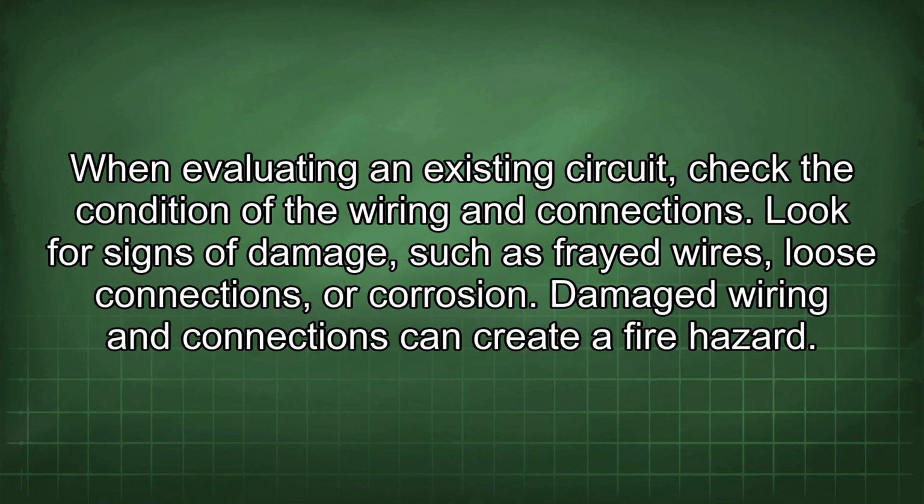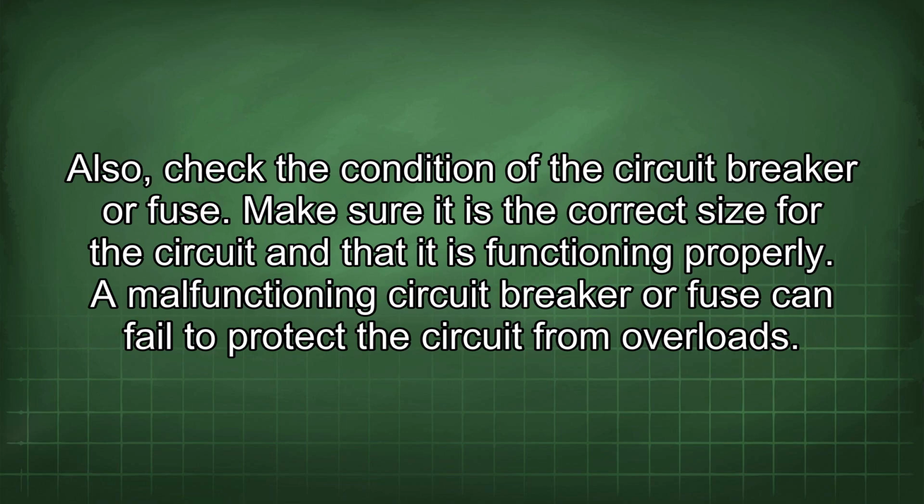When evaluating an existing circuit, check the condition of the wiring and connections. Look for signs of damage, such as frayed wires, loose connections, or corrosion. Damaged wiring and connections can create a fire hazard. Also, check the condition of the circuit breaker or fuse. Make sure it is the correct size for the circuit and that it is functioning properly. A malfunctioning circuit breaker or fuse can fail to protect the circuit from overloads.